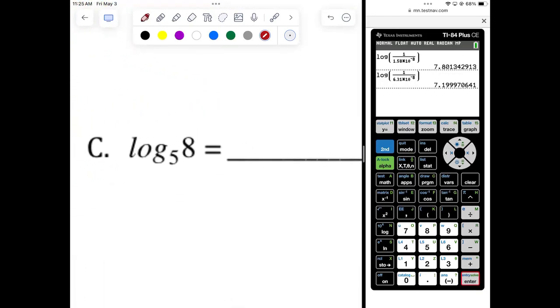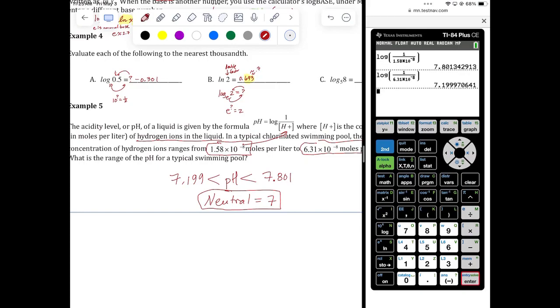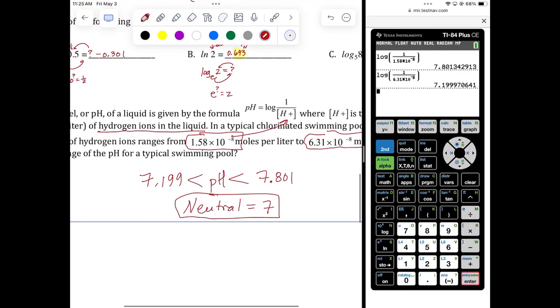Oh, we didn't do this one down here. I forgot one. It's a good way to finish up. We'll wrap back around. Wait, all we have to write is that the answer? Oh, that's it. Yeah, that's all I wanted. What's the typical range for the pH of a swimming pool? It's between 7.199 and 7.801.